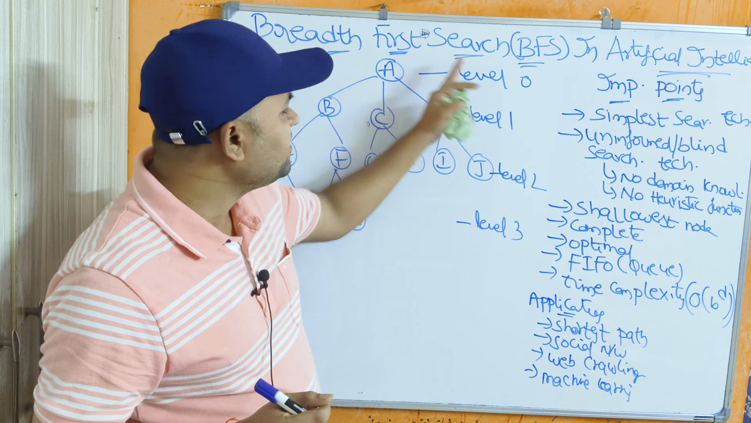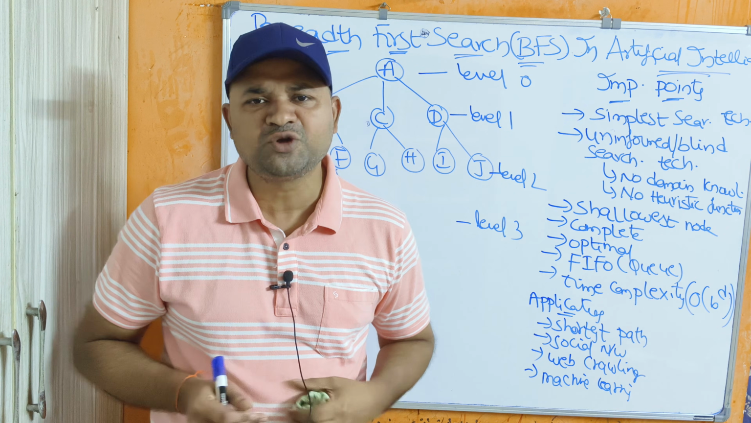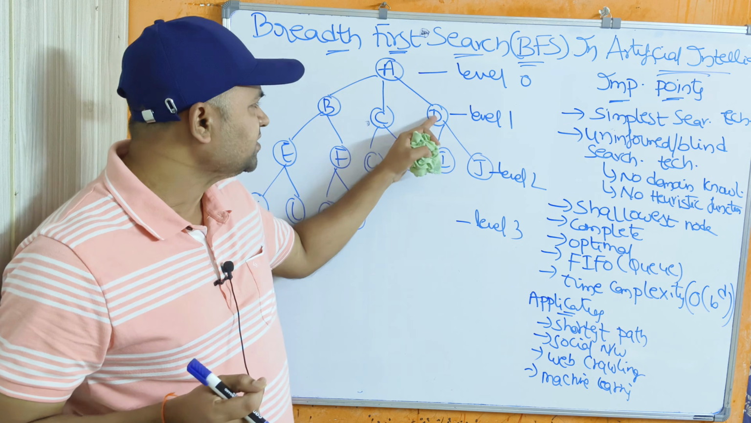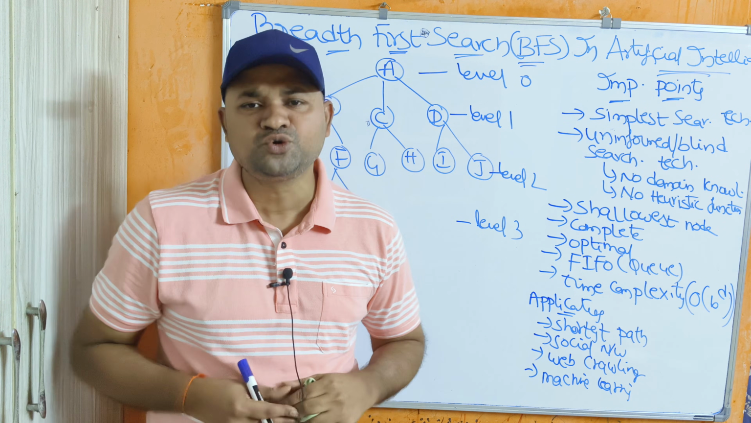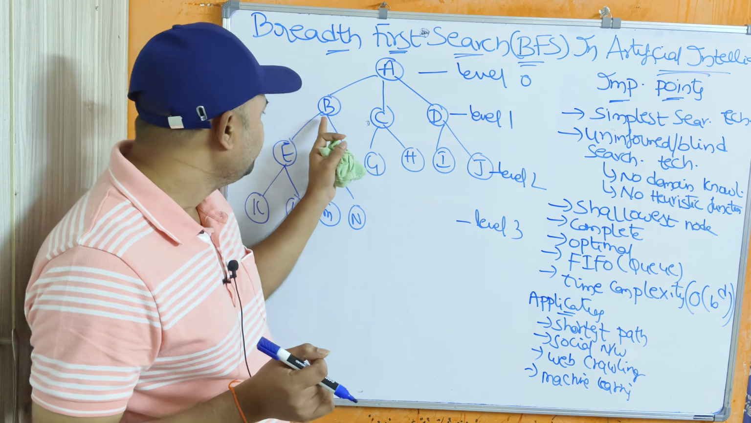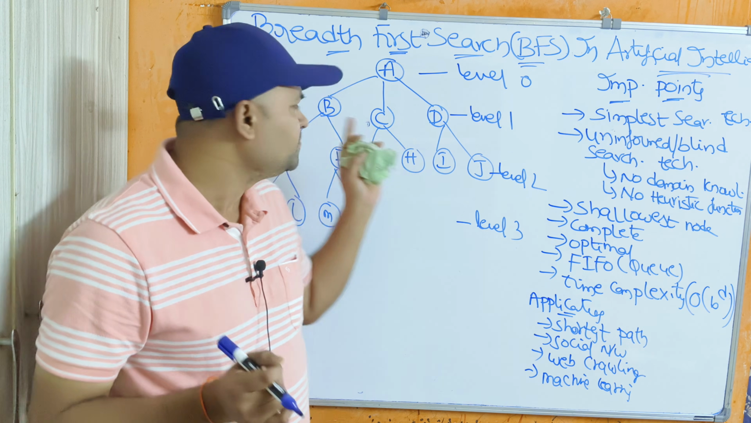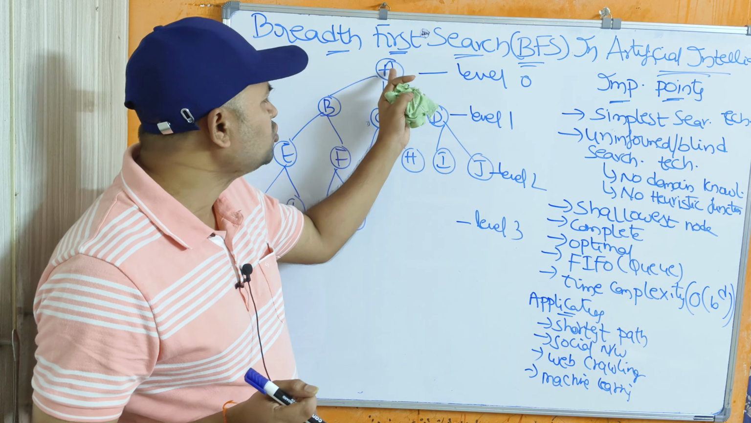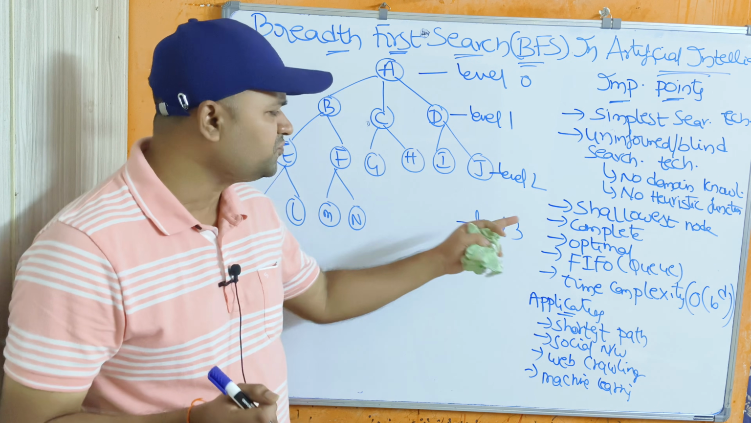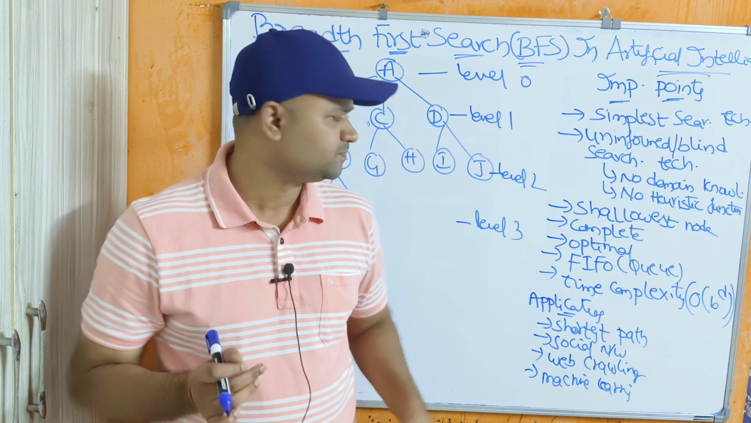Next, BFS uses the shallowest node. Shallowest node means the nodes which are closer to the root node. So in this example, A is the root node, whereas B, C, D are the successors of A. So B, C, D are the closest nodes to A. With the help of the shallowest node, we can easily compute the goal node.